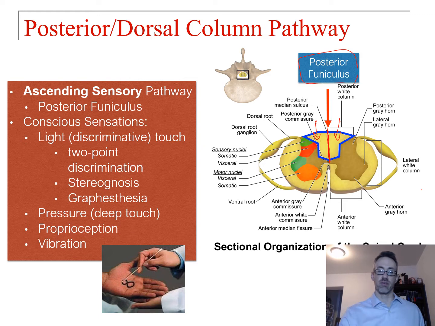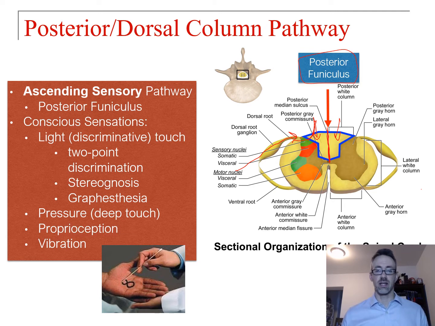So for example, if I have sensory information coming into the dorsal root here, and it goes up the posterior column, it's going to go up on the posterior column on the same side of the body. So the right side of the body has the right columns, and the left side has the left columns. They're separated from each other.